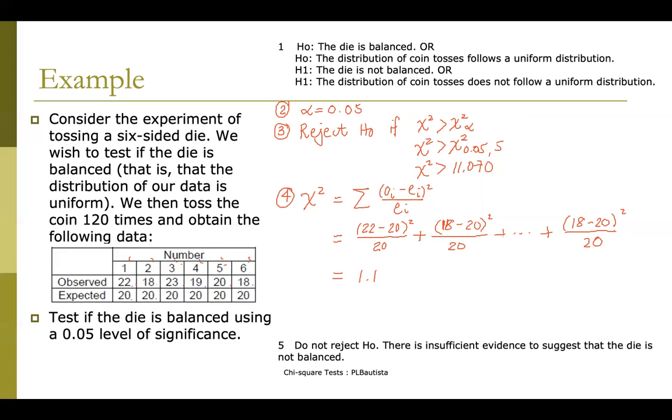So in all of the applications that we will discuss in this video, we will be applying this same formula for the test statistic. So take note of this: observed minus expected squared all over the expected value. And you just need to identify which are the observed values and which are the expected values.